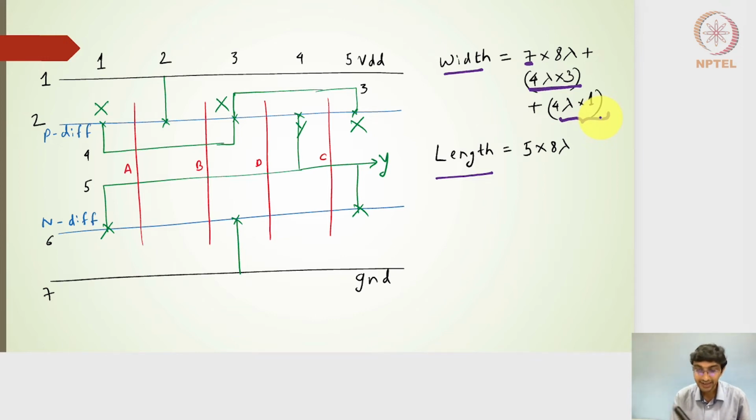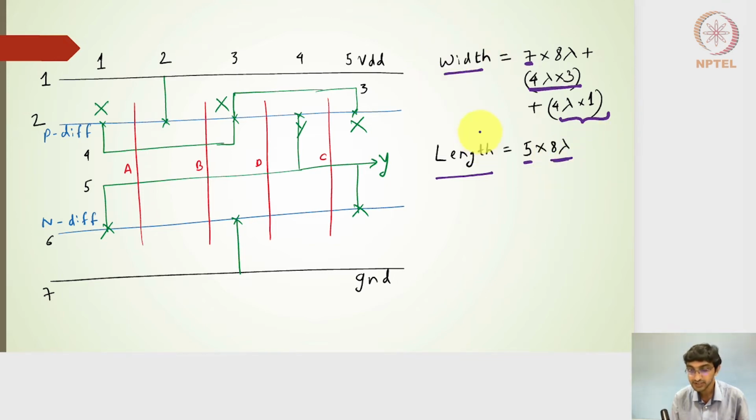The overall length of this particular footprint, if I want to track the number of metal lines, is as follows: this particular metal line is 1. The second one is this one. The third one is this one. The fourth one is this particular line, and then the fifth one is this particular line, which is aligned here. So I have 5 metal tracks vertically, and multiplied by 8 lambda that will give me 40 lambda.